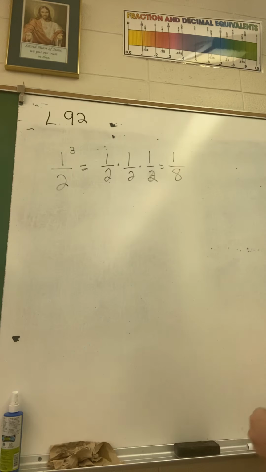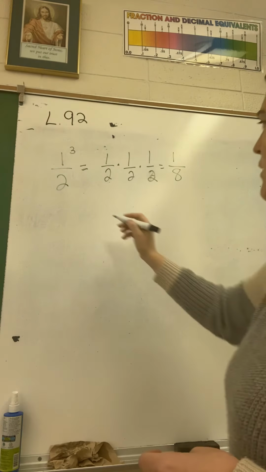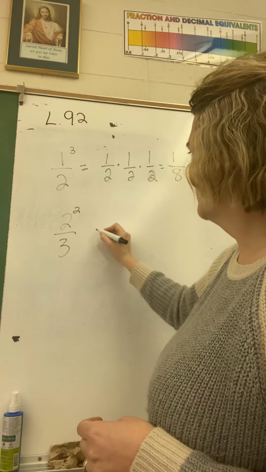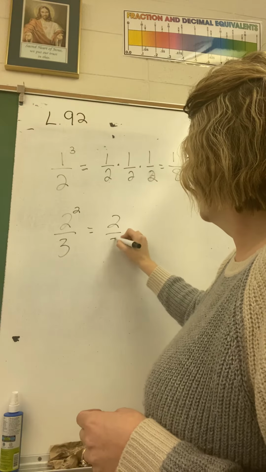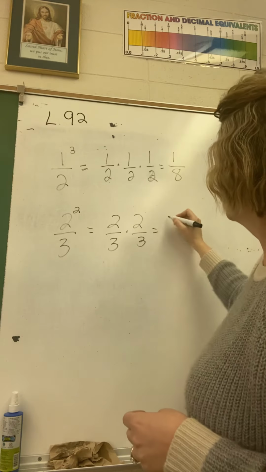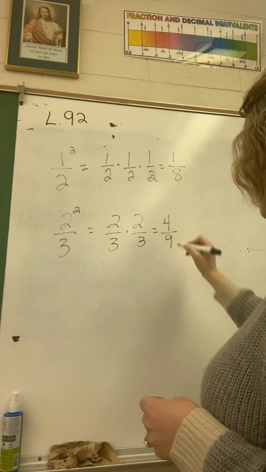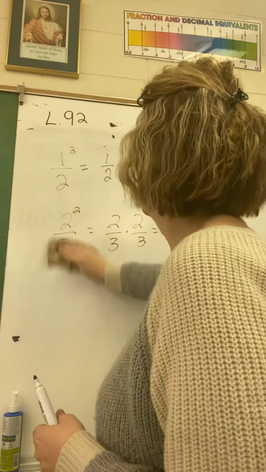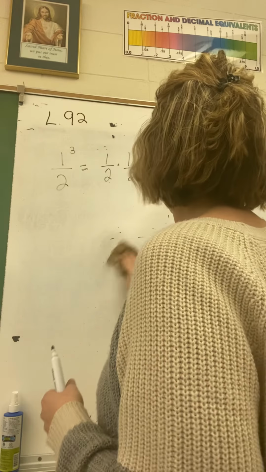If you had 2/3 to the second power, that would be the same thing as 2/3 times 2/3. You're going to get 4/9. I think that's it. So let's look at the lesson practice really quickly.